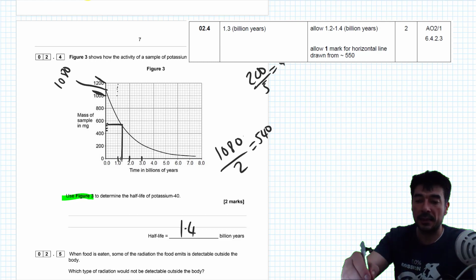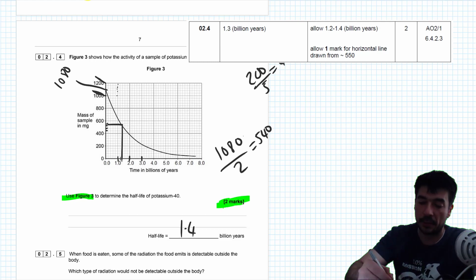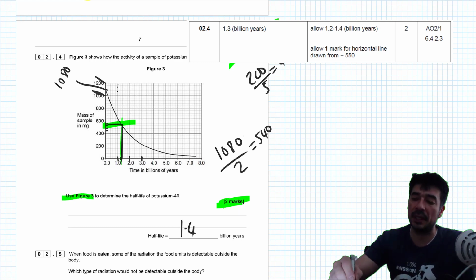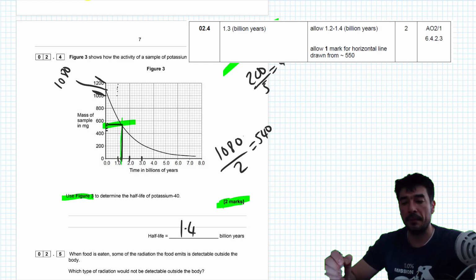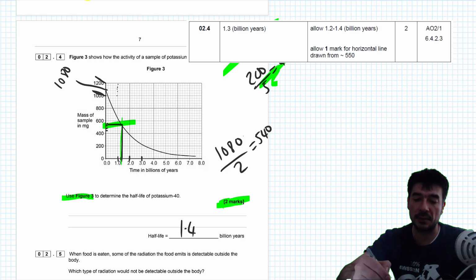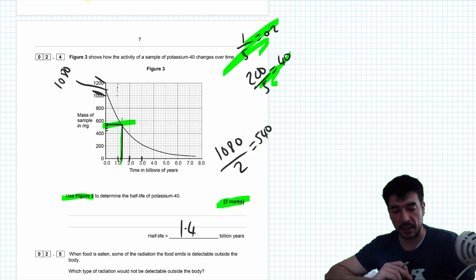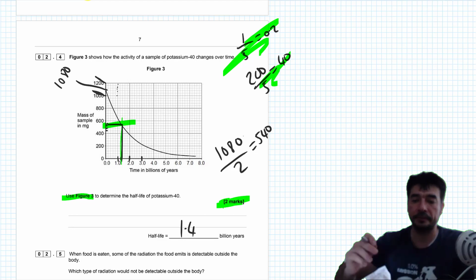Okay, and the reason why you get 2 marks available is because they want to see this line and this line. And you can see there's a fair bit of thinking you have to do. You have to think about what these divisions are worth. These are worth 40 each, these are worth 0.2 each, so take your time and do it carefully and you should get all your marks.